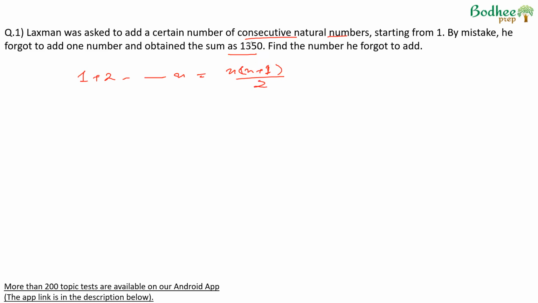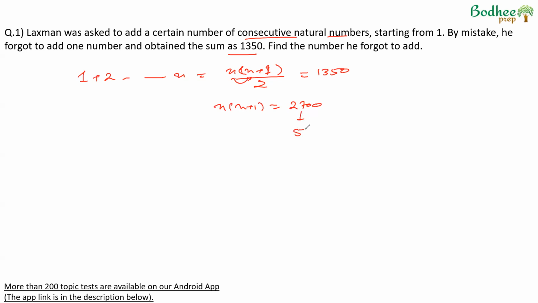But since Lakshman missed a number, he would have gotten a sum which is less than the actual sum. Now, what we try to do is find the value of n where n into n plus 1 upon 2 will be close to 1350. Or the product of two consecutive numbers, n into n plus 1, should be close to double, cross multiplying 2 to 1350, which will be 2700. I take the root of 2700.